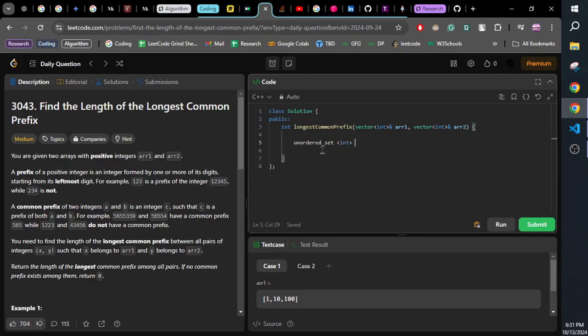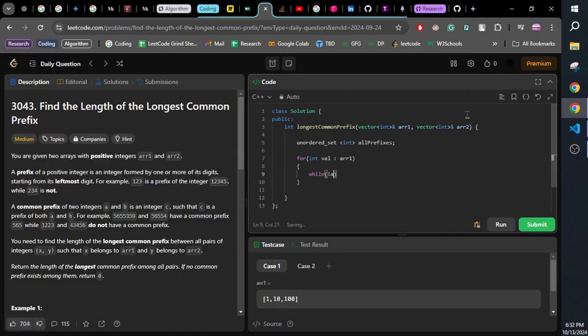So we can have an unordered set as all prefixes. Then we can iterate over all the values in the first array, each value in array 1, and then we check if the value is contained in the hash set or not. If it doesn't, we store the value, right?